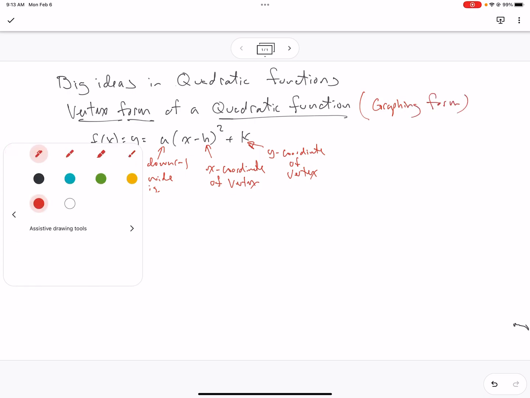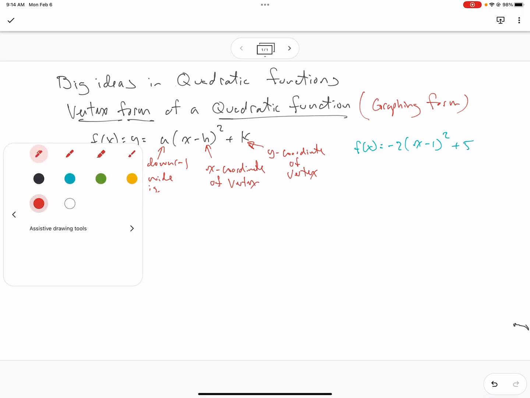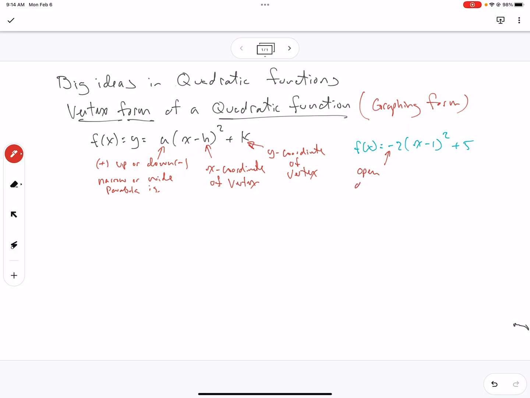So by way of example, let's say f of x is equal to negative 2 times (x minus 1) quantity squared plus 5. What that tells us is that the minus sign, I know that's going to open down. And because of these two values, I know the vertex is going to be at (1, 5).